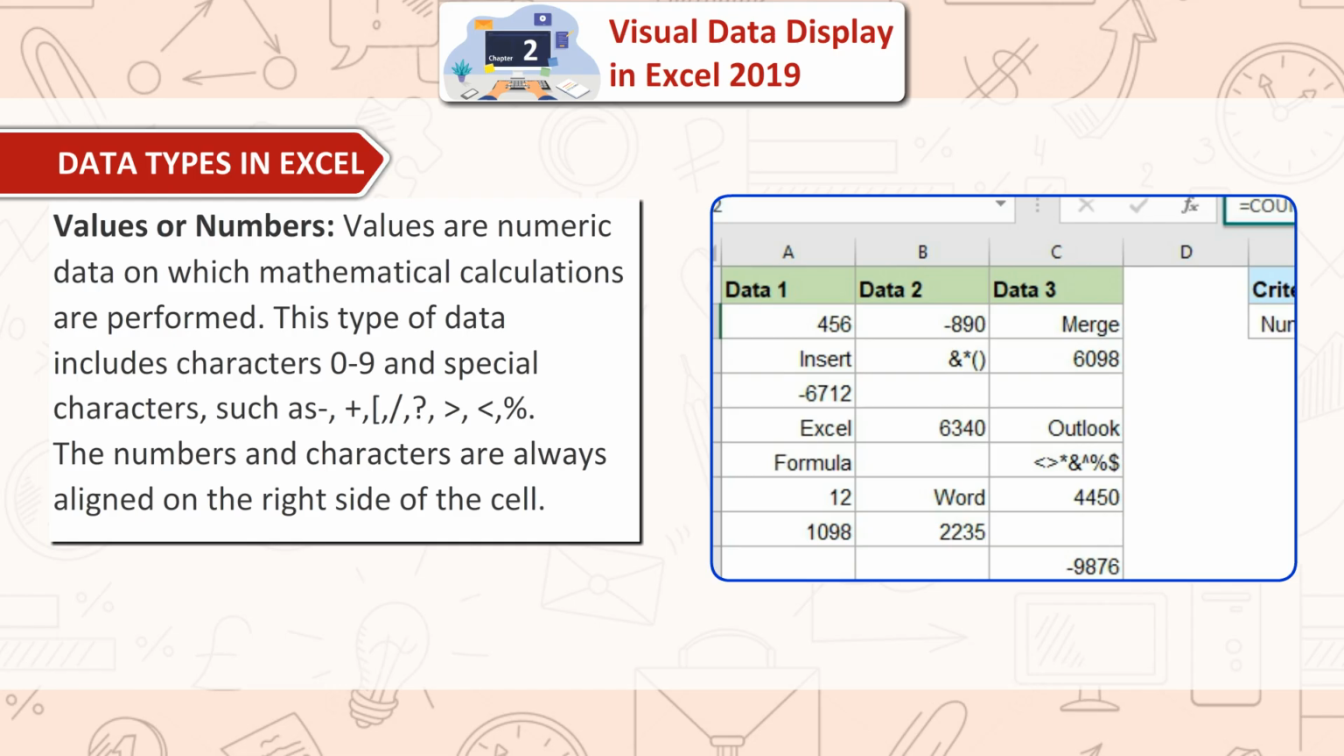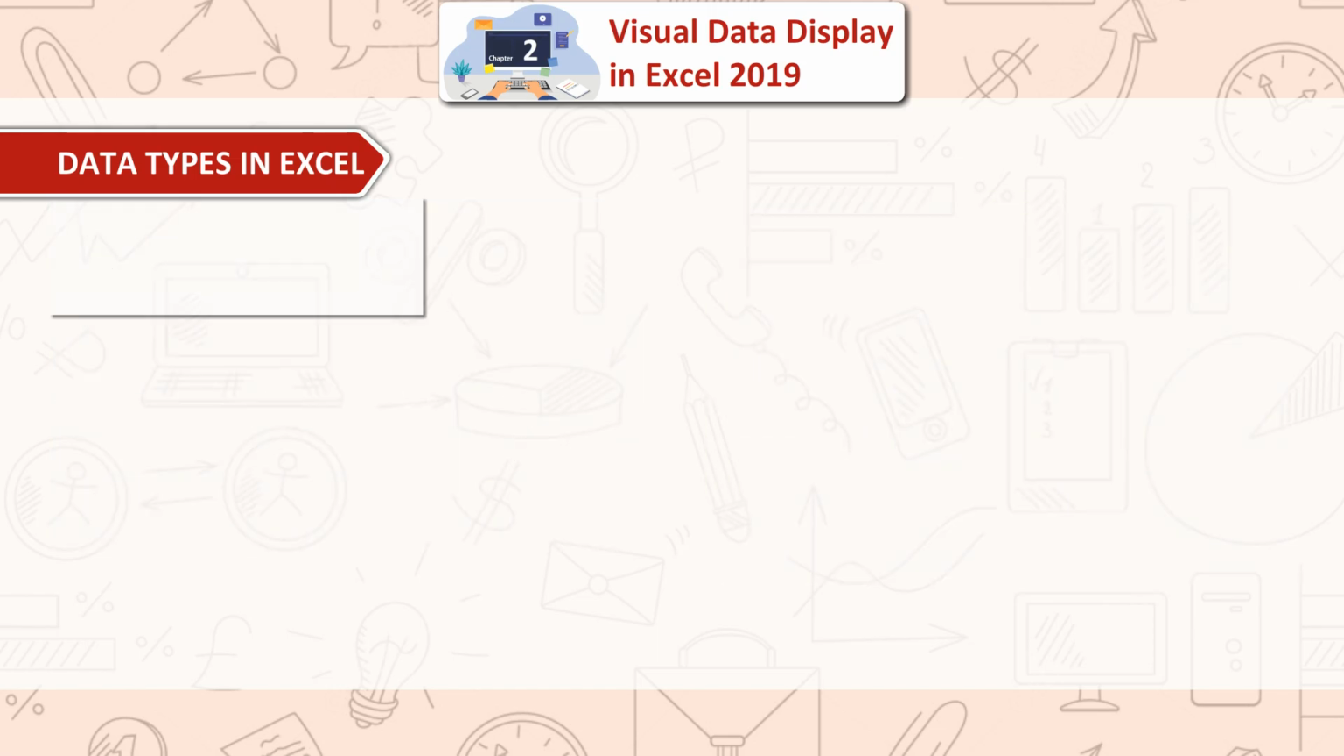Values or numbers. Values are numeric data on which mathematical calculations are performed. This type of data includes characters 0 to 9 and special characters such as subtraction, addition, square bracket, slash, question mark, greater than sign, less than sign, percentage. The numbers and characters are always aligned on the right side of the cell.